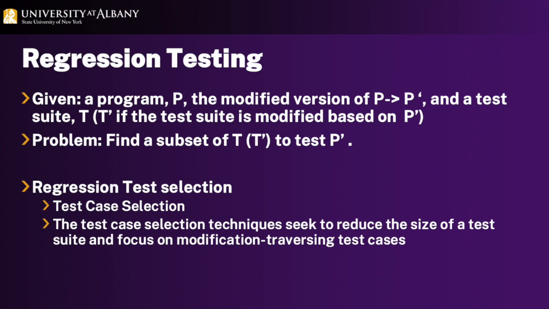We can define the regression test problem as: given the program P and a modified version of program P prime, and the test suite T and T prime if the test suite is modified based on the program P prime, find a subset of T or T prime to test P prime. There are several techniques. However, we only focus on regression test selection, which is a technique that seeks to reduce the size of the test suite and focus on modification traversing test cases.